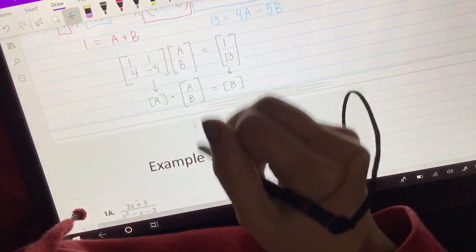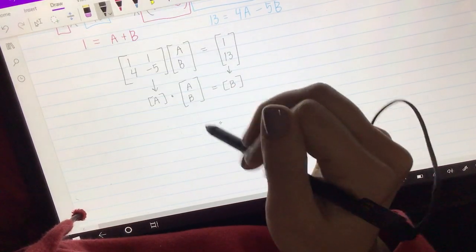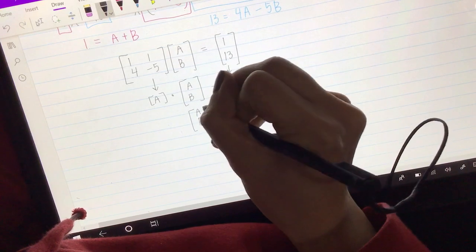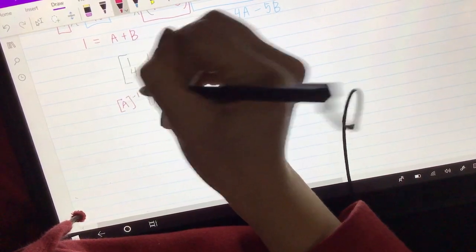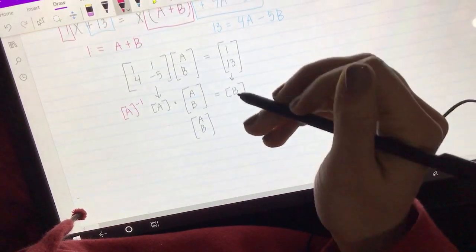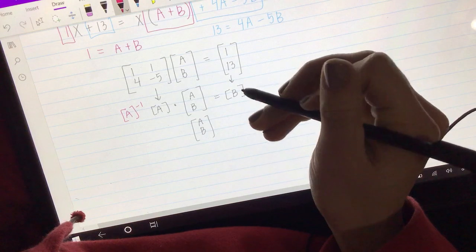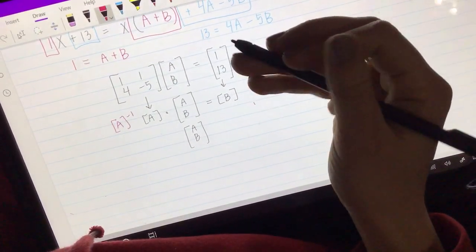So in order to solve this equation, we want to get our variables by themselves. So we want our A and B matrix to be alone. In order to do that, what we need to do is multiply by the inverse of A on both sides. Remember, in matrices, left side multiplication is different from right side multiplication.